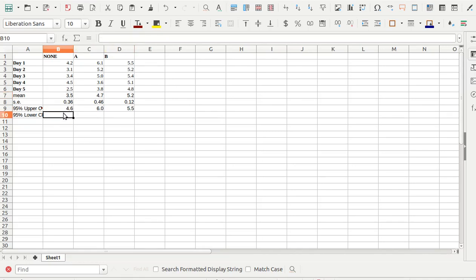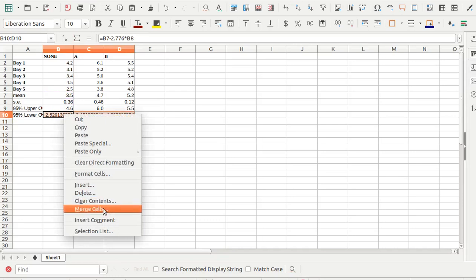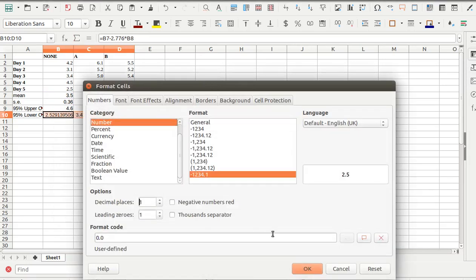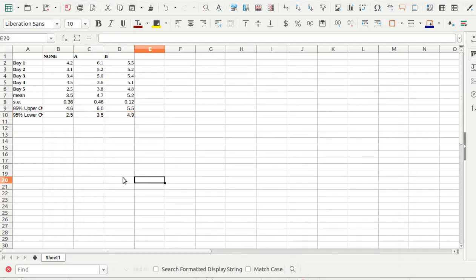And for the lower, I'm going to do equals the mean minus 2.776 multiplied by the standard error. Okay, there you go. And I haven't formatted these, so I'm going to do that to 1 decimal place to give me 2 sig figs. Okay, and then you have it. So that was part A of the question.